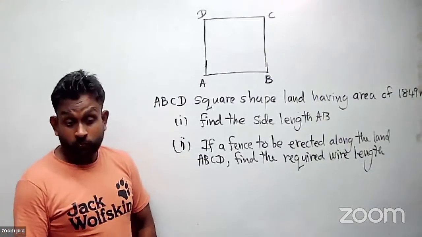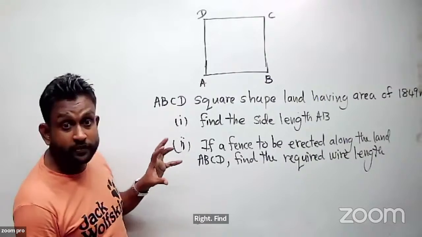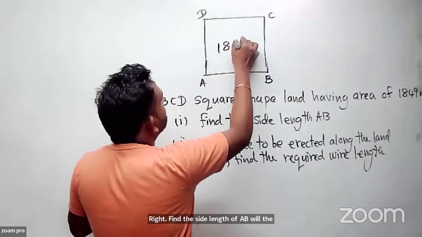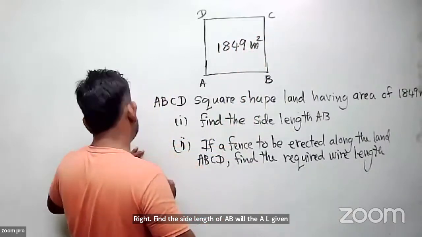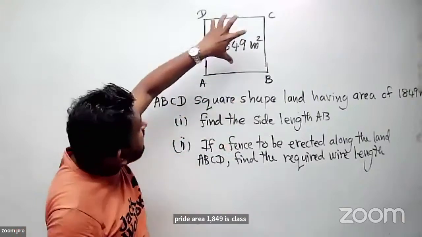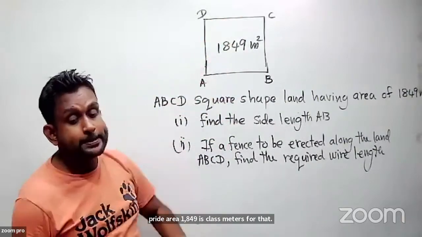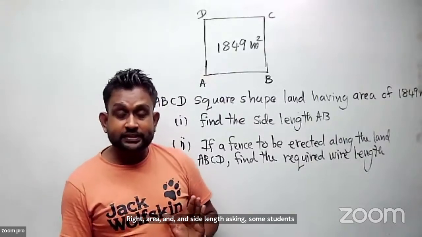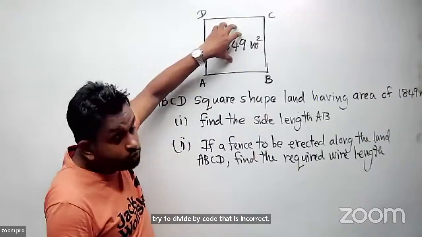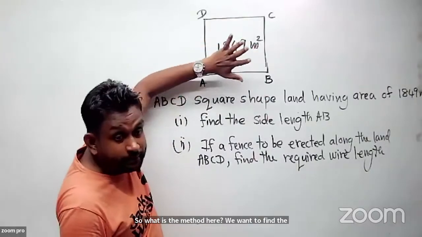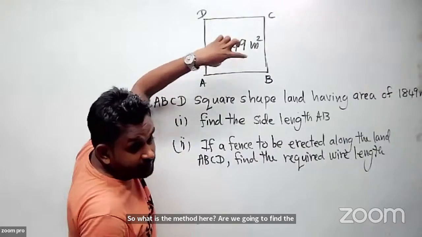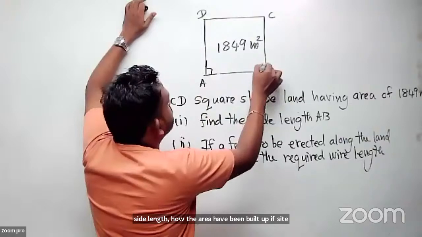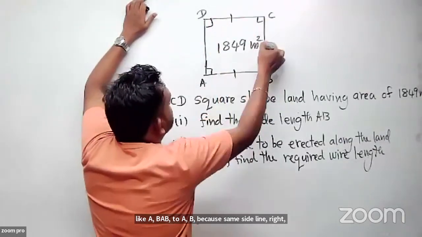Right. Find the side length of AB when the area is given, right? Area 1849 square meters. Area given and side length asking. Some students try to divide by 4. That is incorrect. So what is the method here? How is the area built up? If the side length is AB, AB into AB, because it is a square, the same side length.